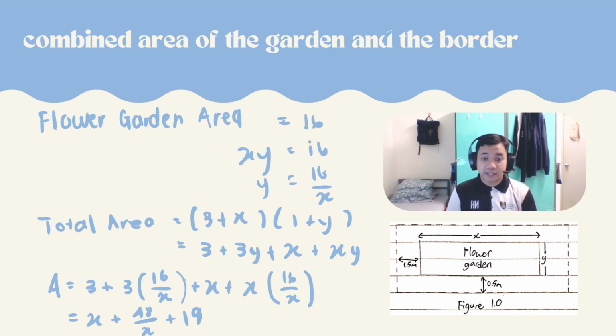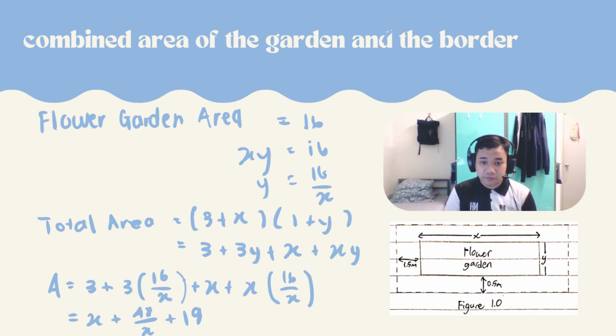To find the total area, we need to multiply the whole rectangle, that is the outside one. So we first sum up 1.5 plus 1.5 plus x, so we get 3 plus x. And for the other one, we need 0.5 plus 0.5 plus y, then we will get 1 plus y. Then we multiply them: 3 plus x times 1 plus y. We will get 3 plus 3y plus xy.